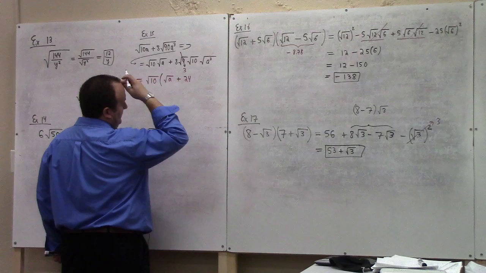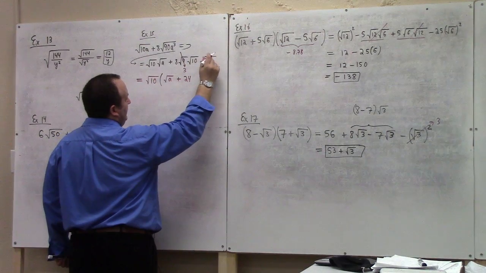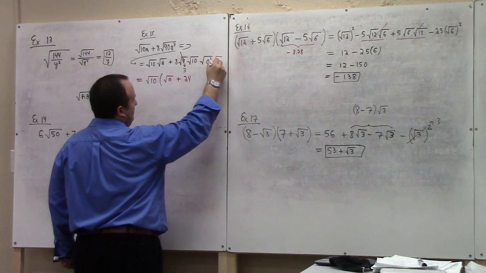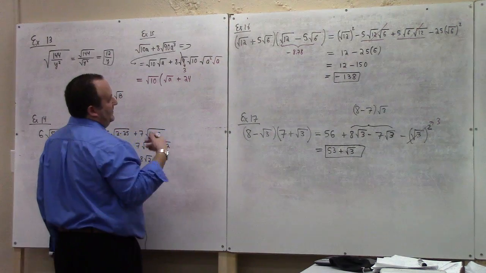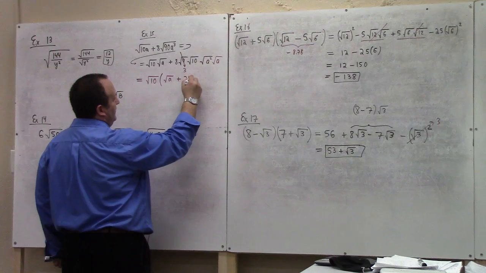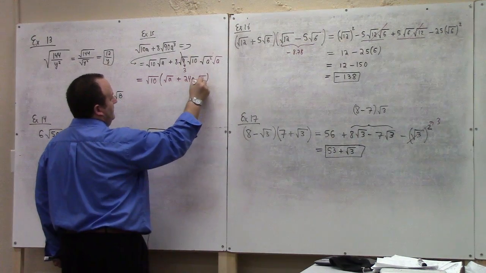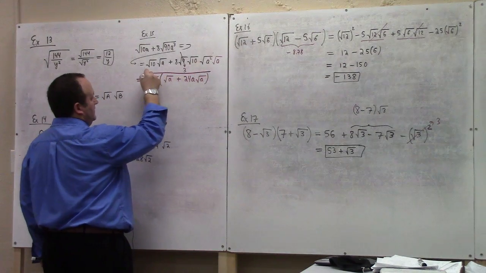A to the 3. I could rewrite this as the square root of a squared times the square root of a if I wanted. That's one thing I'm thinking about doing. Then that would give me 24a root a. I think that's a pretty good answer.